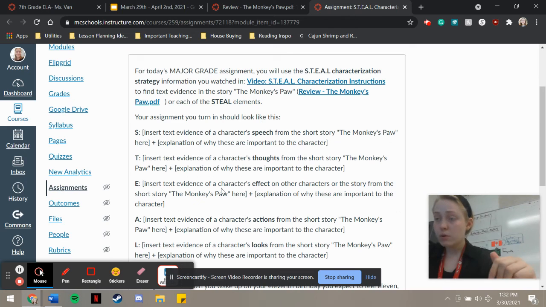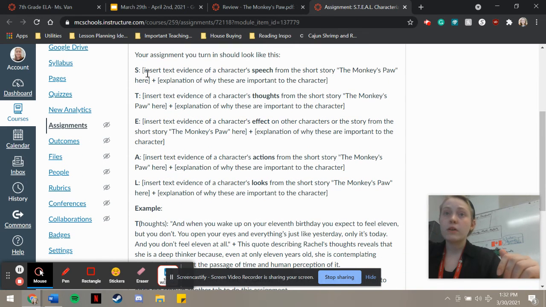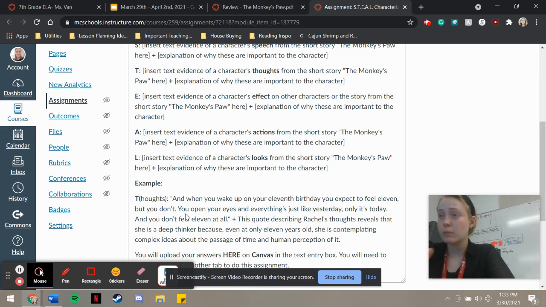You're going to find those direct quotes from the story, and then you're going to follow this formula: put your text evidence, and then explain why that is important to the character. So if we describe one of the characters as being old and wrinkly, what does that show us about the character? Are they old? Are they young? Maybe they're more wise or more knowledgeable than another character. So those are some things that we might want to keep in mind.